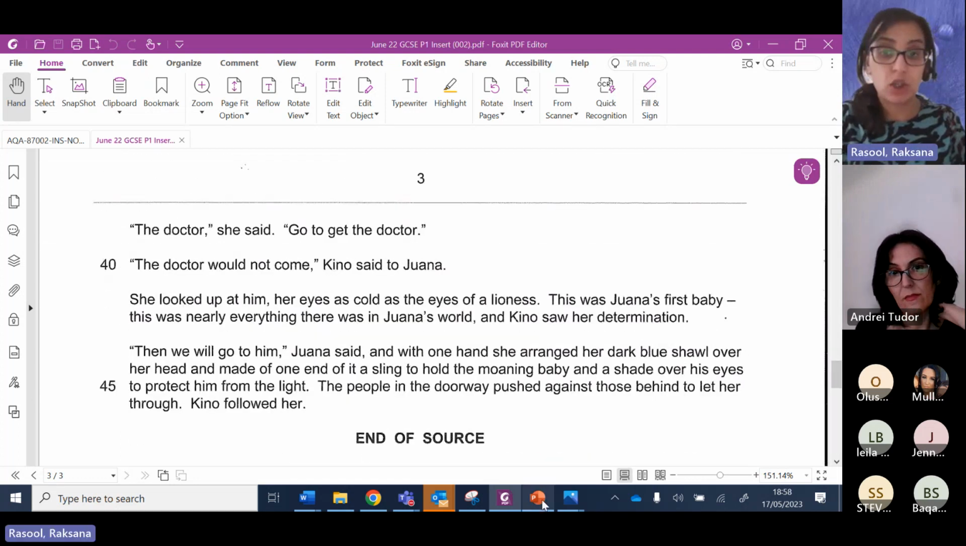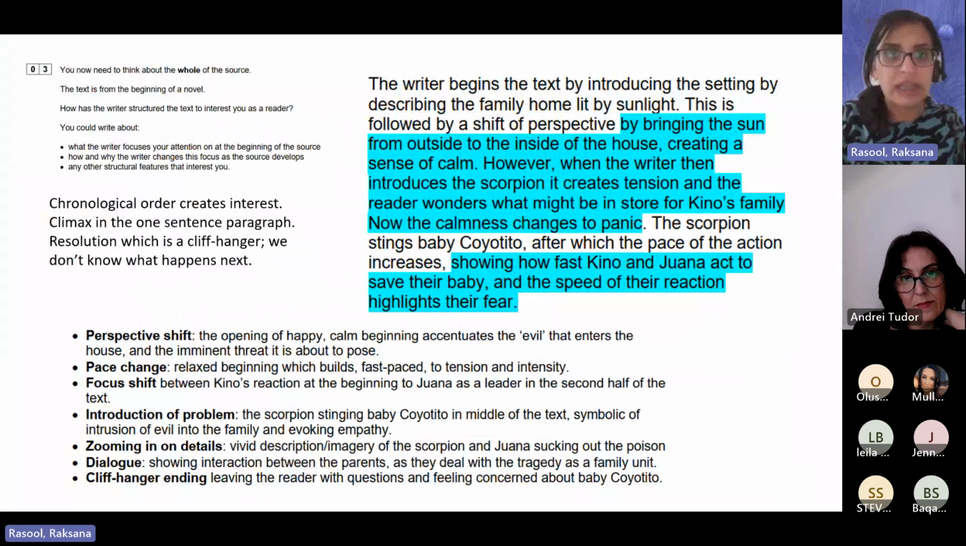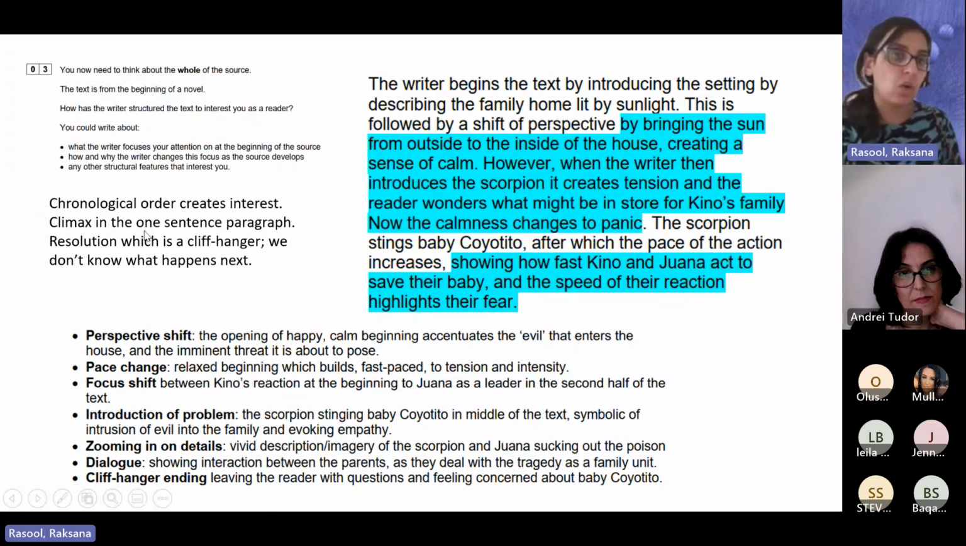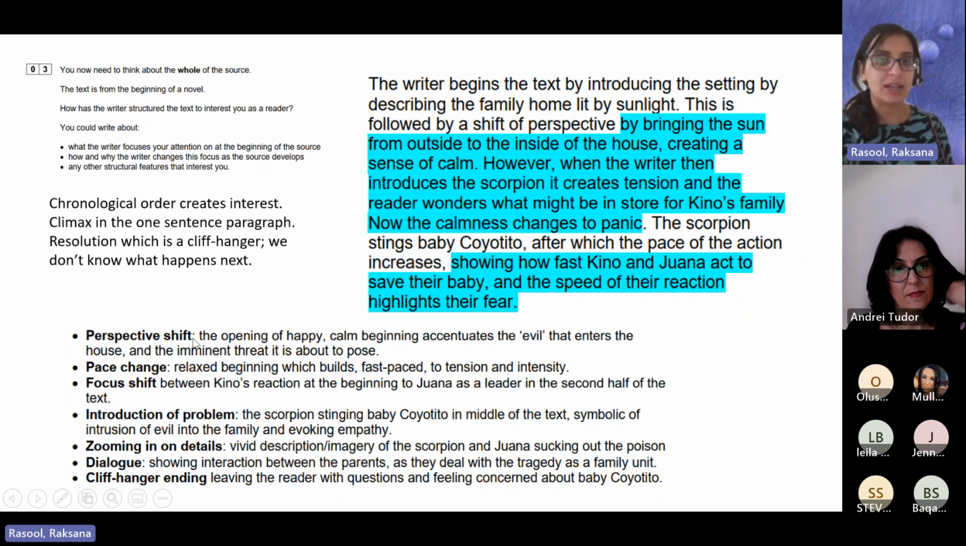But again, it would depend on how much time you had. So it would just literally be enough to say it's a chronological order, and that creates interest. There's a climax in the one sentence paragraph. The resolution is a cliffhanger. We don't know what happens next. And these are some of the things you could have said.